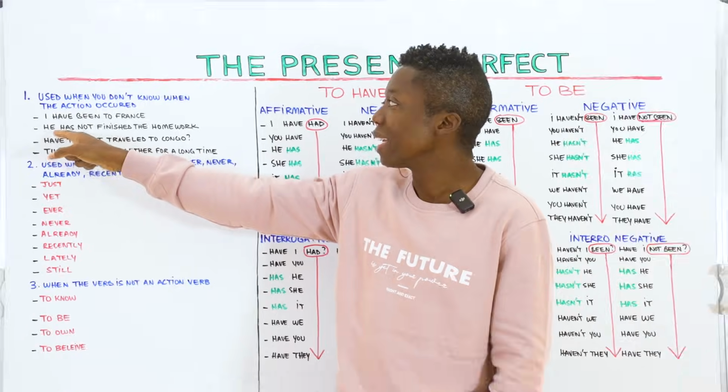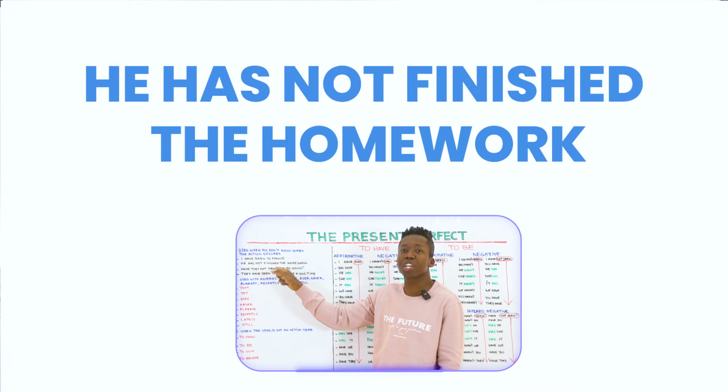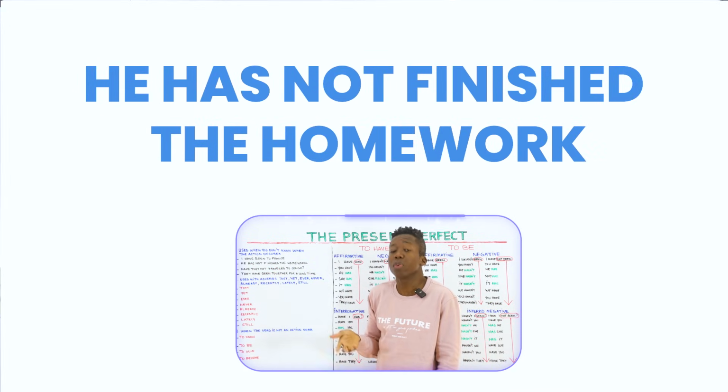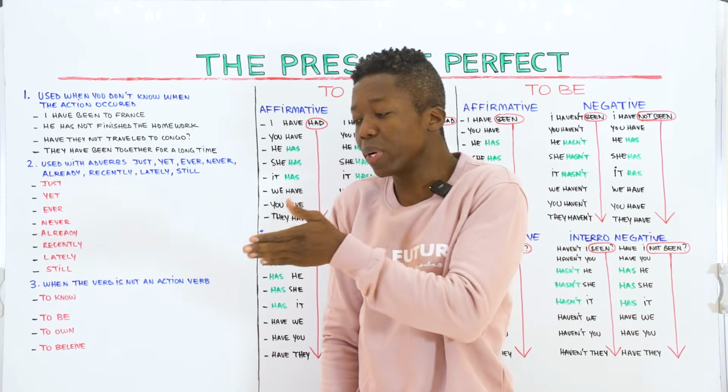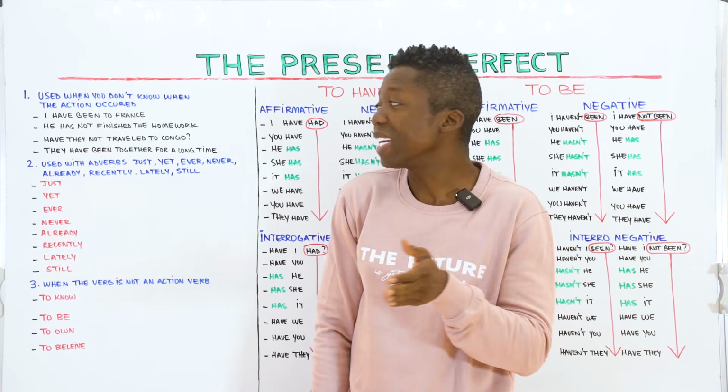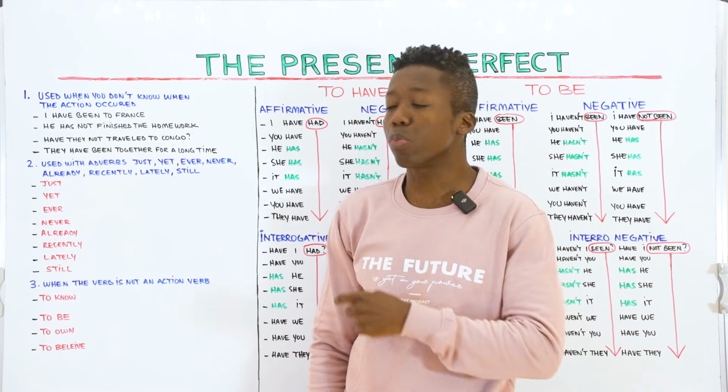Example number 2. He has not finished the homework. When? We don't know. Okay, between the past and the present, he has not finished the homework.